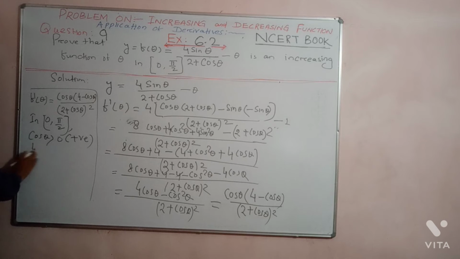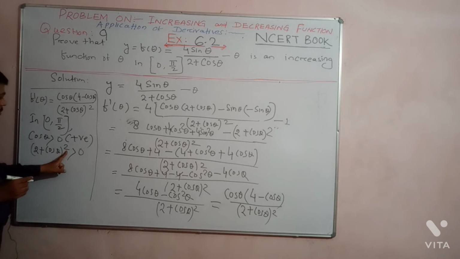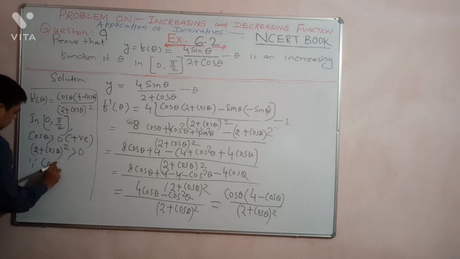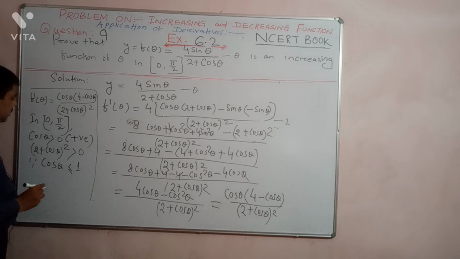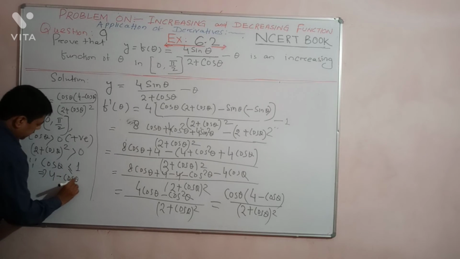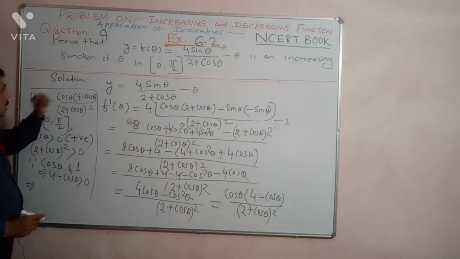Similarly, 2 plus cos theta whole square is also greater than 0, because the power is an even number, so 2 plus cos theta whole square is also positive. Understand? You see cos theta, we know in the first quadrant the value of cos theta is always less than or equal to 1. Whatever the value of theta, cos theta is always less than or equal to 1. It means 4 minus cos theta must be greater than 0.